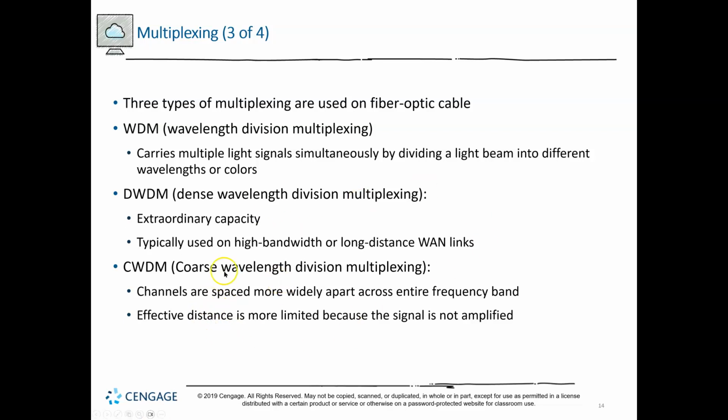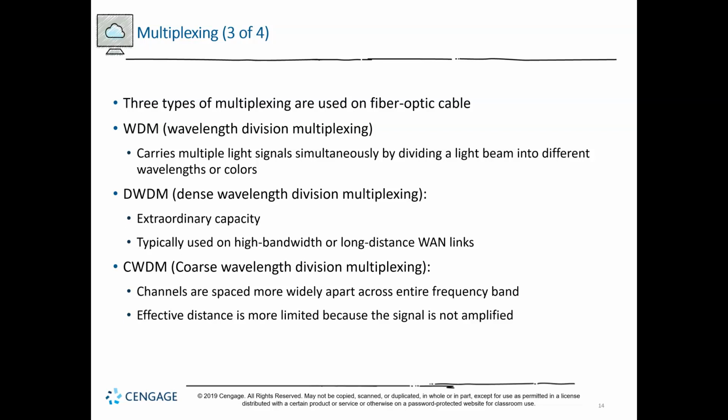Coarse wave division means that the channels are much bigger, so maybe we can only get 16 channels or something, but it's a way we could put multiple channels from here to the administration building, for example. And it's much cheaper. So both of these rely on a little bit of something that you guys have all seen before. So it uses something called a fiber Bragg grating.